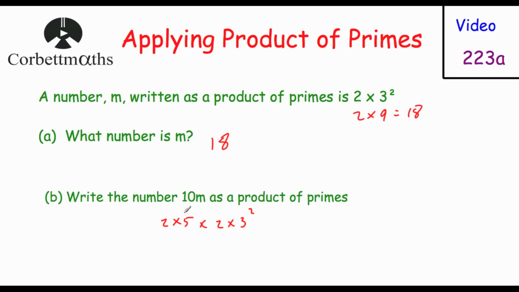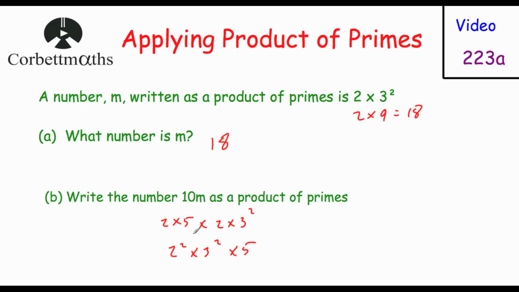And as you can see, we've got 2 times 5 times 2 times 3 squared. I would look at the 2's first of all. You've got 2 times 2, which is 2 squared. We've then got our 3 squared, so multiply by 3 squared, and then multiply by 5. So 2 squared times 3 squared times 5 would be 10m.